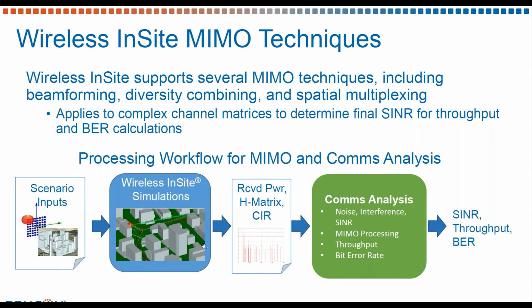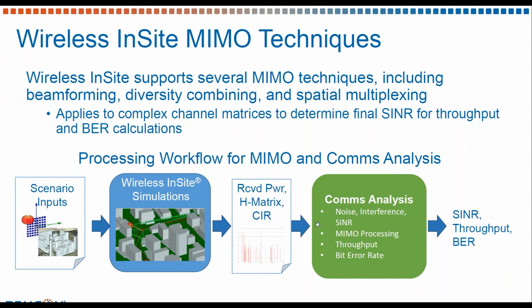Here at the bottom, we have a workflow of how the whole simulation comes together and how we get to our final output. We start with our scenario inputs. These are things like the geometry in the scene, the terrain, the buildings, as well as our actual MIMO array, our antenna patterns that we'll be importing from XF, and so forth. We run the main simulation in Wireless InSite to do the ray tracing, which yields our main simulation outputs, such as received power, complex impulse response, and in this case, most importantly, the H matrix.